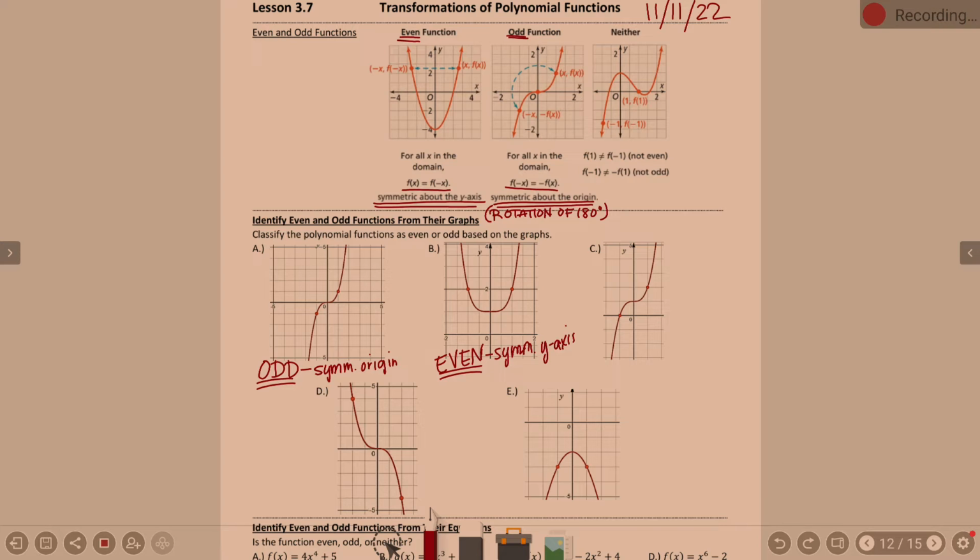Okay, what about C? Neither? It's definitely not even, right? Definitely not a fold in half type graph vertically. No way, no how. Why is it not odd? If this was placed differently, could it be odd? Yeah. If this graph was brought down here and centered at 0, 0, then it would be a graph that is symmetric about the origin. But because it's not centered there, this is an example of neither.